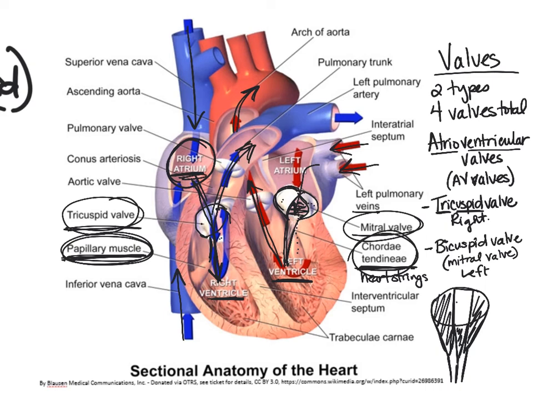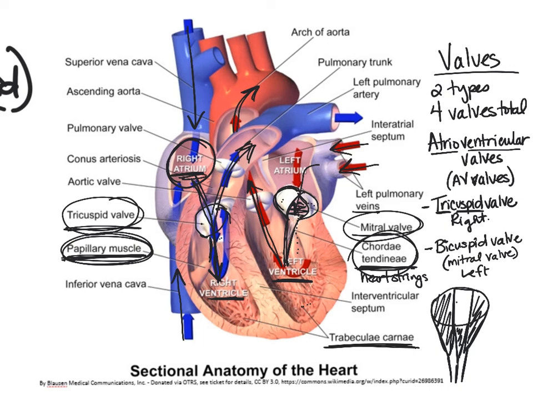atrium. We also have some muscles inside of our ventricles that are called trabeculae carneae. These you can see down here. These are going to be assisting in the contraction and assisting in getting the blood out of those areas.